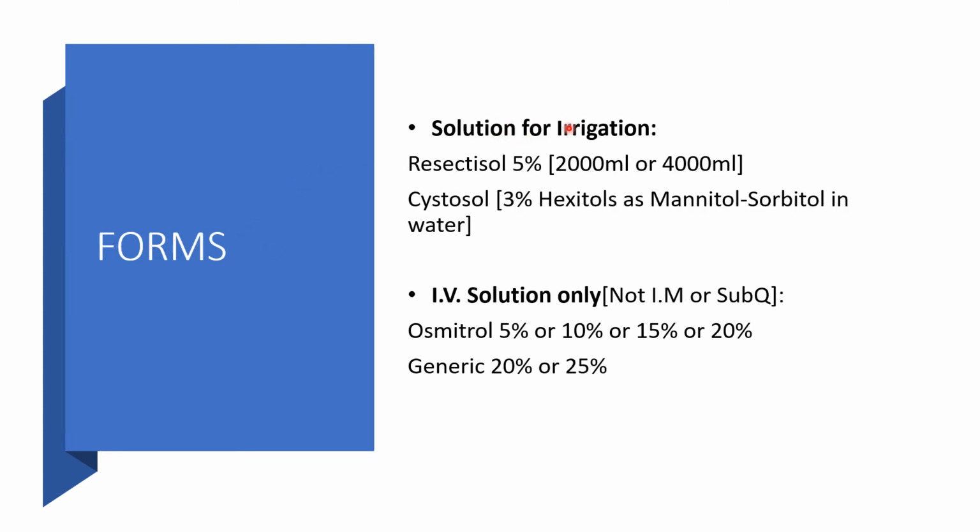Forms. Solution for irrigation would be Sorbitol-Mannitol 5% or Cysto-Sol 3%, hexitol as Mannitol and sorbitol in water. For intravenous solution only, when I say only, it means you cannot give it intramuscularly or subcutaneously. So for IV only, you can have Osmitrol 5%, 10%, 15%, or 20%, or generic Mannitol at 20 or 25%.